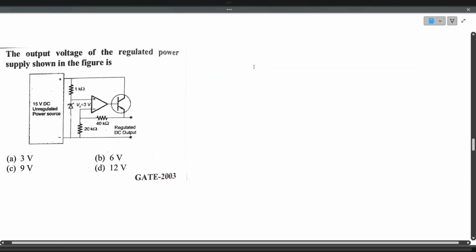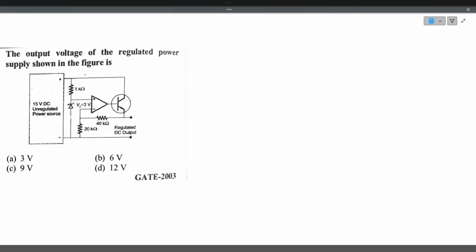We'll see the next question. The output voltage of the regulated power supply in the figure is. Here, the op-amp regulated circuit is given. We have to take the two principles of op-amp circuit here.